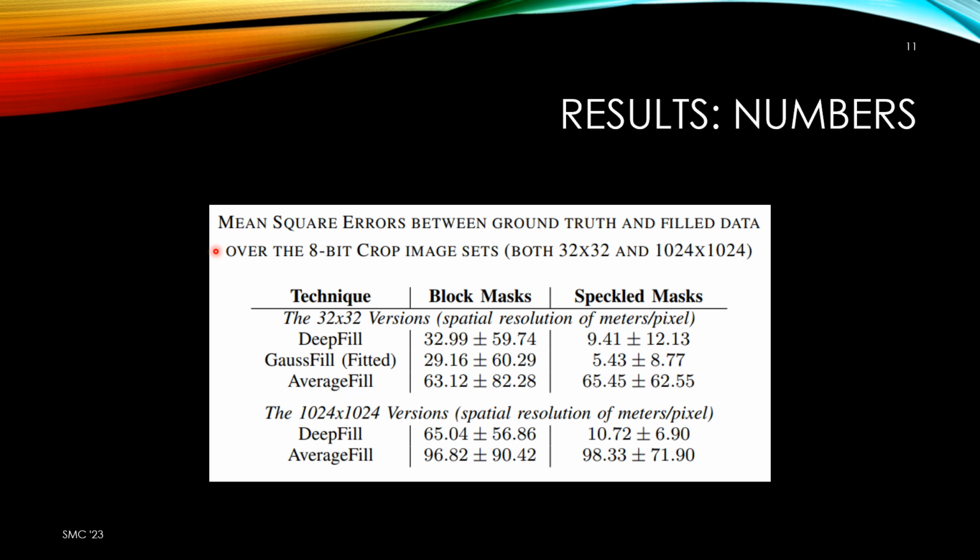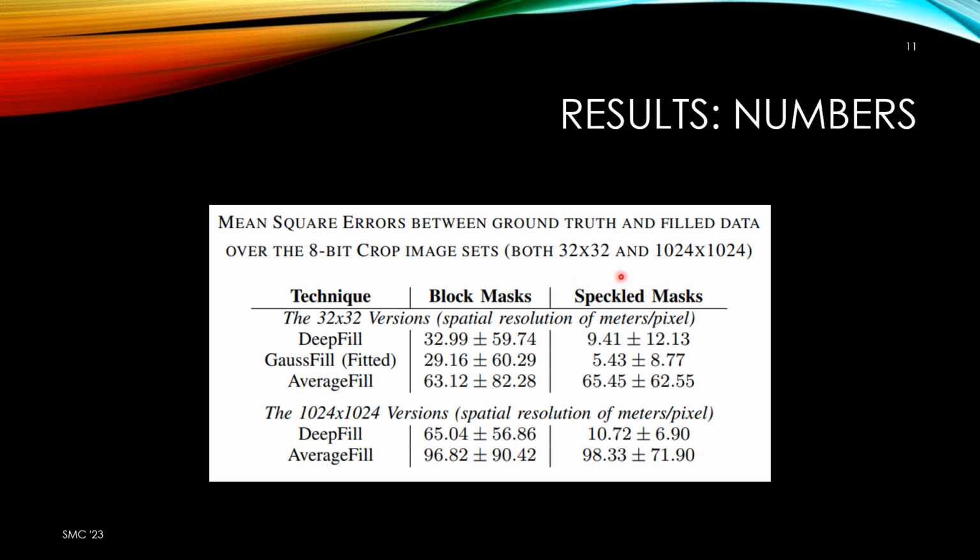But as we have argued in the beginning, the Gaussian process might not be the best case scenario for non-Gaussian data like the real world cropland data that we have here. So therefore our algorithm's MSE and deep field's MSE and Gaussian field's MSE are very close to each other. Similar thing can be noticed for the speckle mask as well.